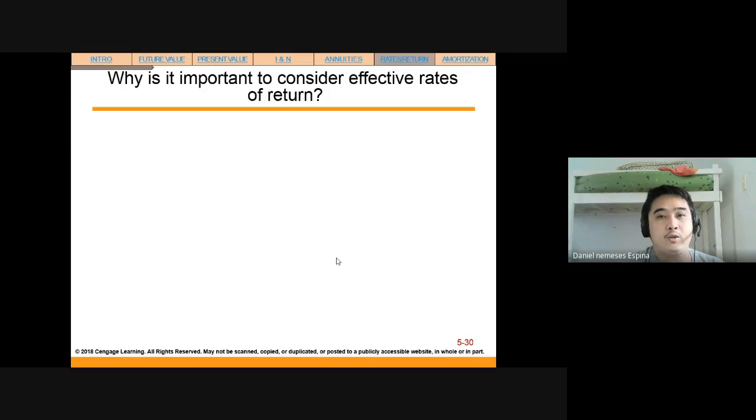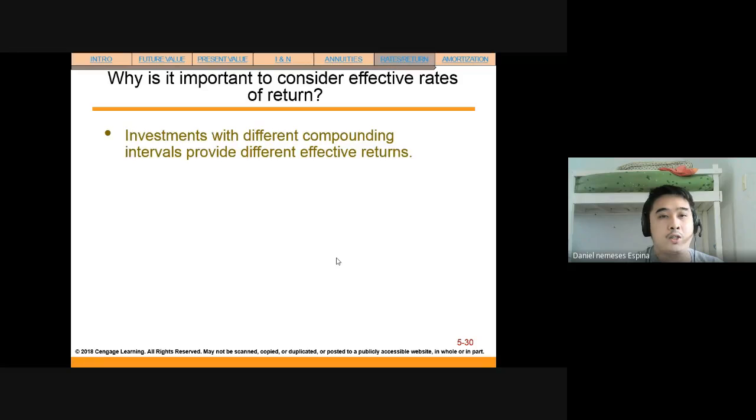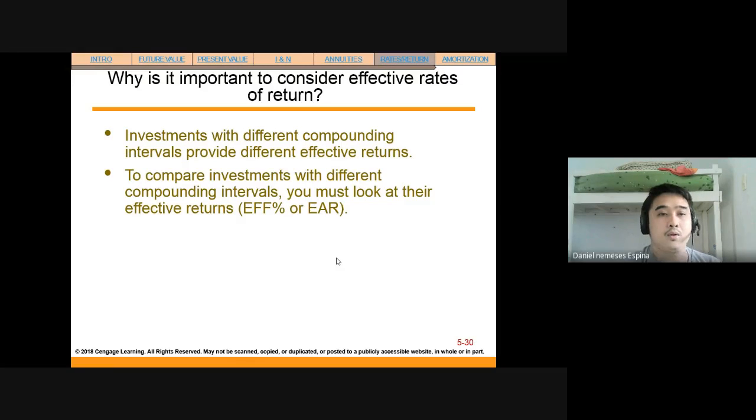So it's important to consider effective rates because investments with different compounding intervals provide different effective returns. If they have different compounding periods, it is hard to compare if you only use nominal rates. So that's why you need to compute for effective rates. To compare investments with different compounding intervals, you must look at their effective annual return.